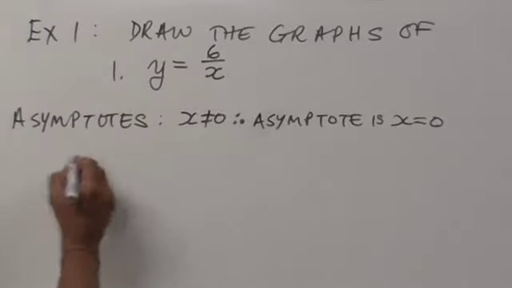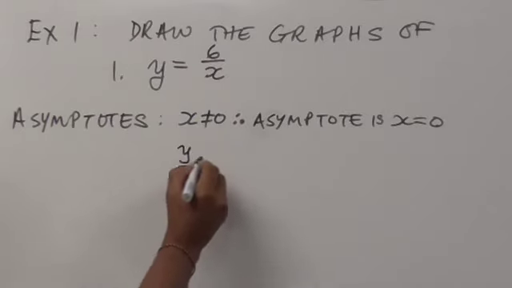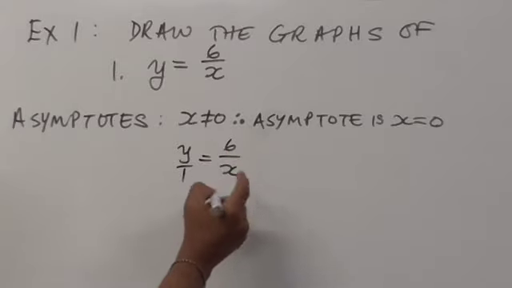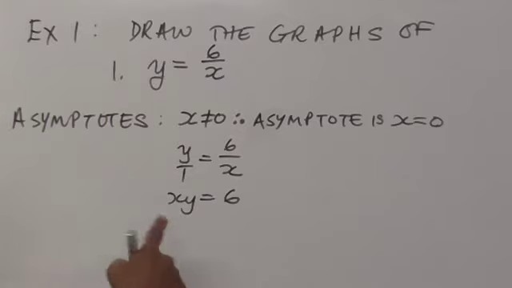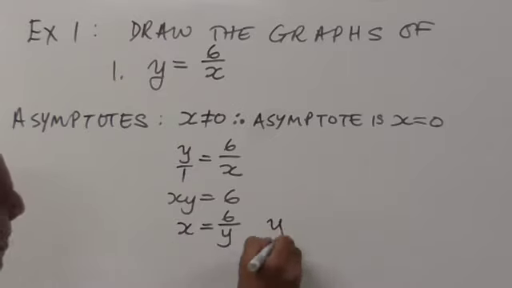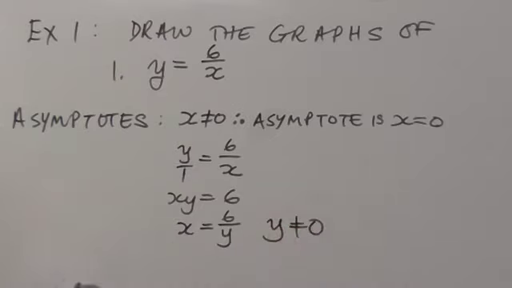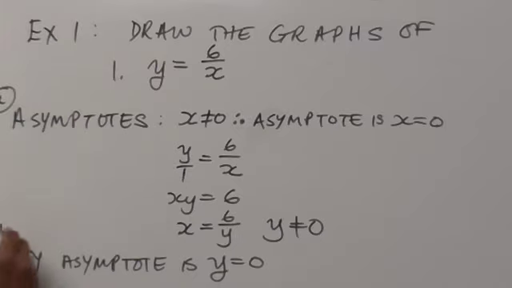Similarly, let's just do the second part. Now the second part, y over 1 will equal 6 over x. Cross multiply, xy is equal to 6. Now you want to make x the subject of the formula. So you can see clearly that y cannot equal 0. So the y asymptote is y equal to 0. Let's call this A, let's call that B.